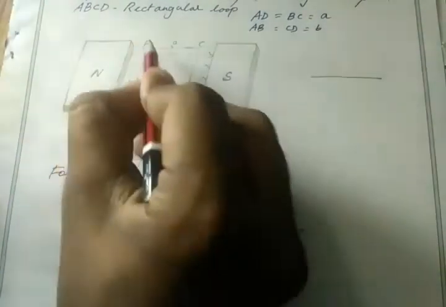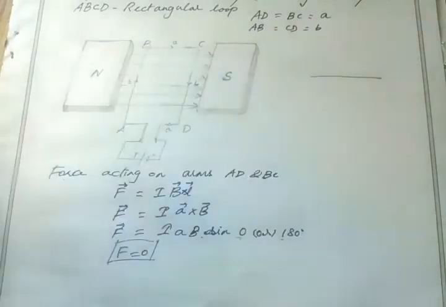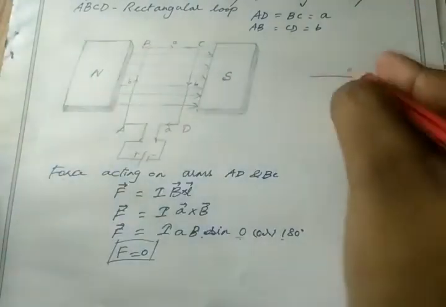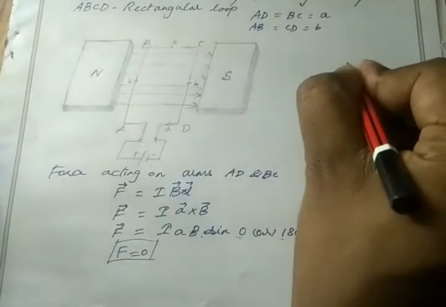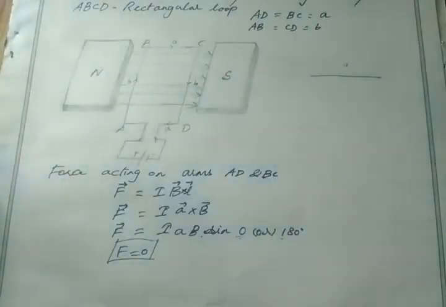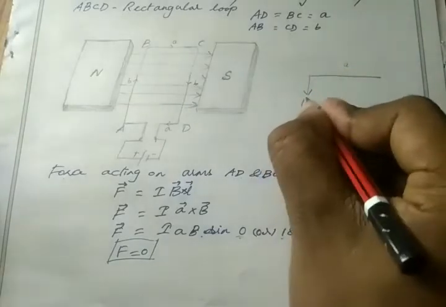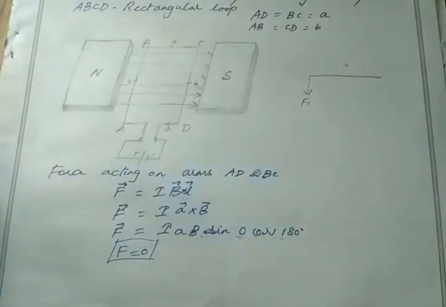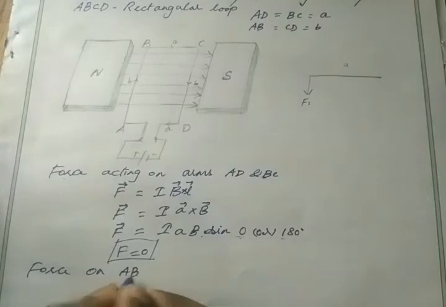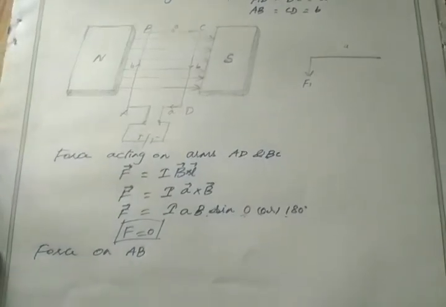This is our BC side. I take this side as A. So the force is acting downwards. This force is F1. Clear? So for this, force on side AB.